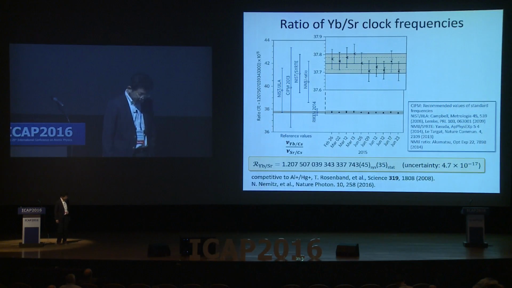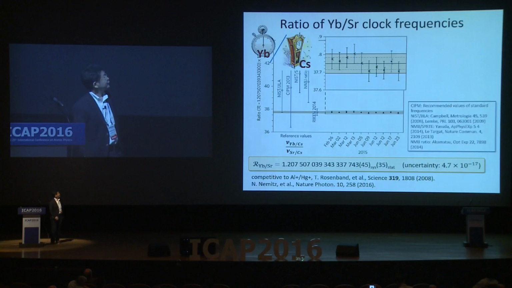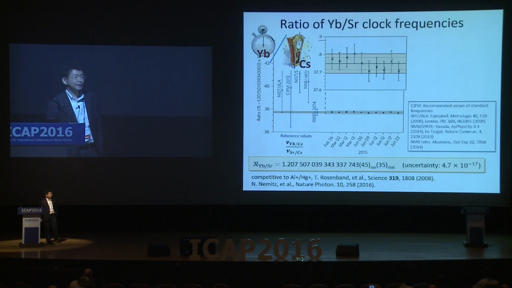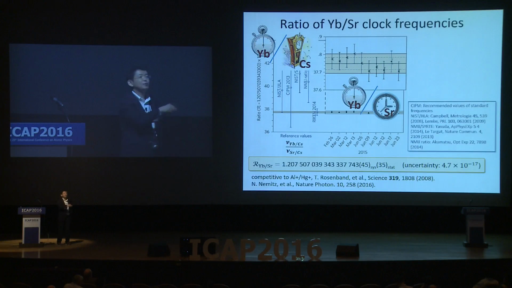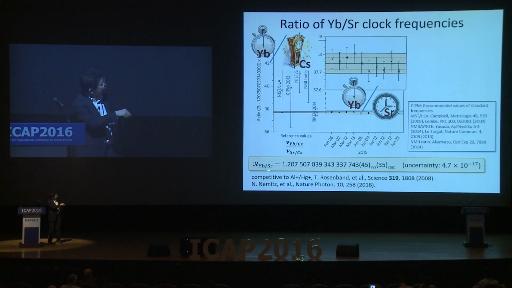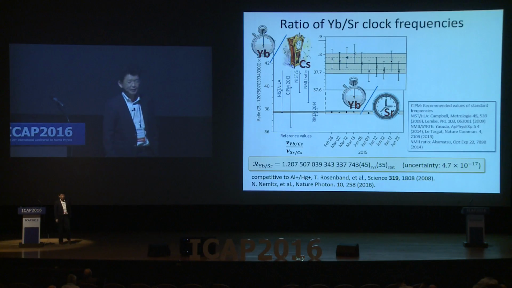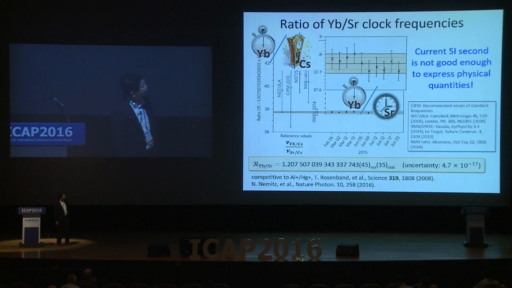And this is the result of the comparison compared to the previous measurement, which employs cesium clocks as a reference. We have a dramatic improvement in accuracy by referencing the strontium clock. And we can describe the number with this 17 digits. This is slightly better than the previous ratio measurement done by NIST.